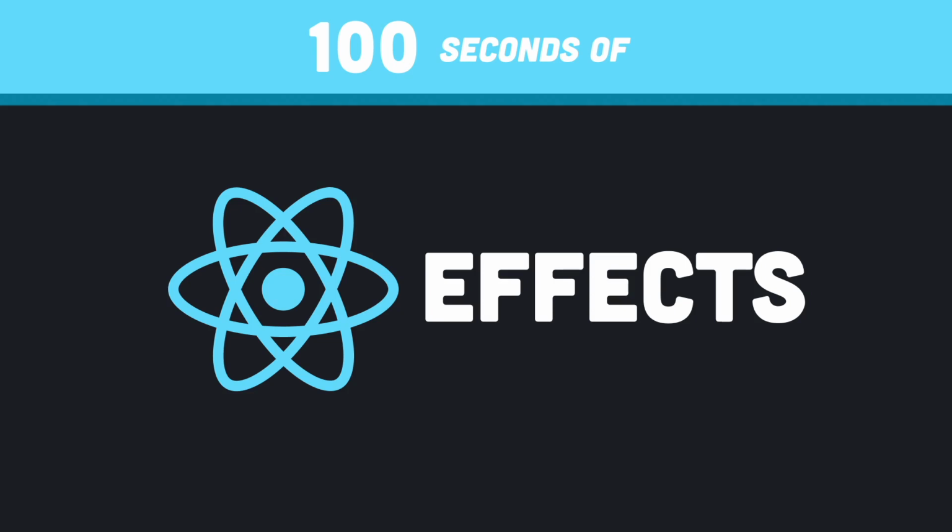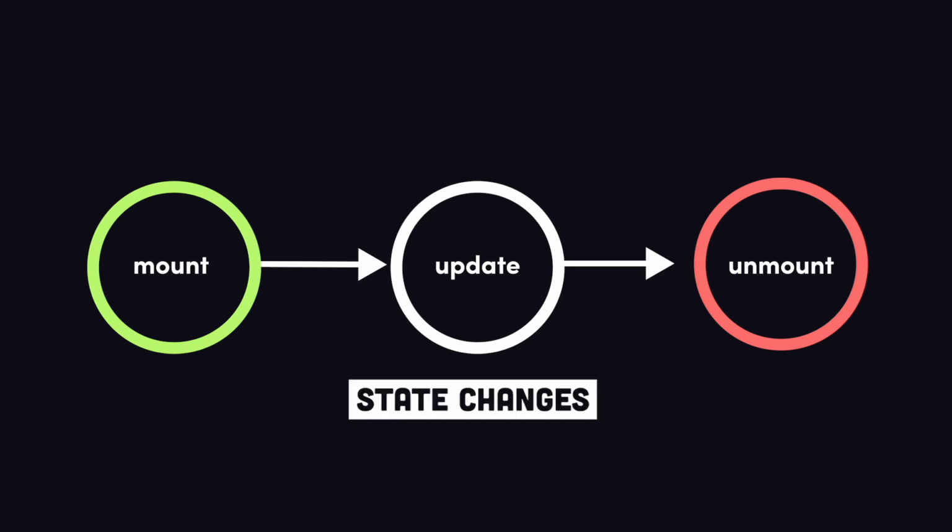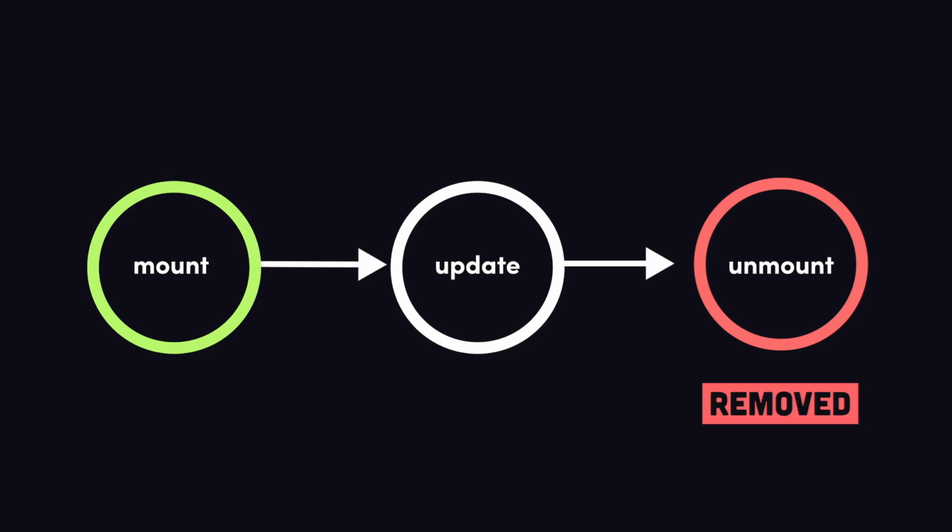Lifecycle. Every component in React has a lifecycle that you can tap into. First, a component is initialized and mounted into the component tree. Next, its internal data might change, which will cause the component to update or re-render. And finally, the component might be destroyed or unmounted from the component tree.